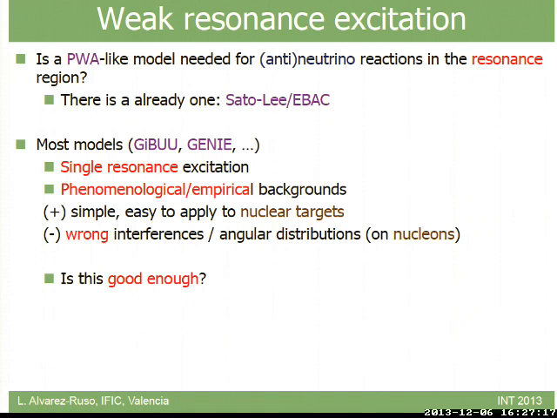Okay. Anyway, back to the nuclear world. A question one may ask is whether we really need a more sophisticated model for resonance production and for the inelastic channels in the resonance region, of the kind that has been used in partial wave analysis. Well, I don't know if we need it or not. We already have one, the Sato-Lee model, which has been applied to neutrinos. It is great that it is there, and it's pioneering; in a way I would say it's ahead of its time, because the data that are available are not good enough to get everything that could be obtained out of this kind of model.